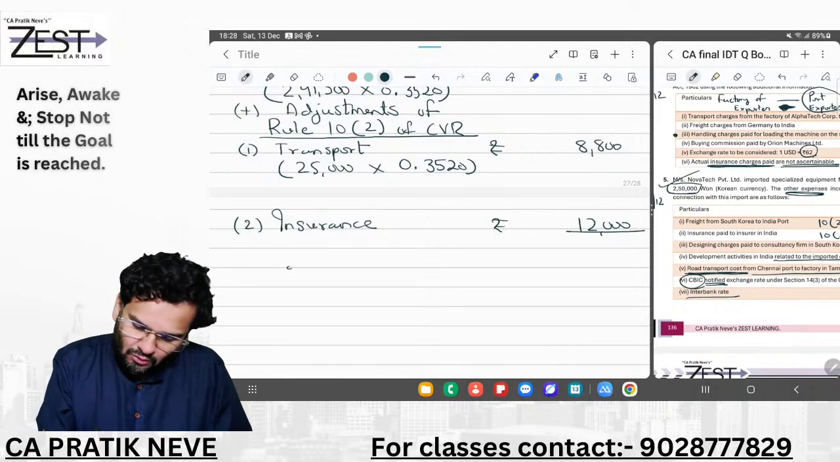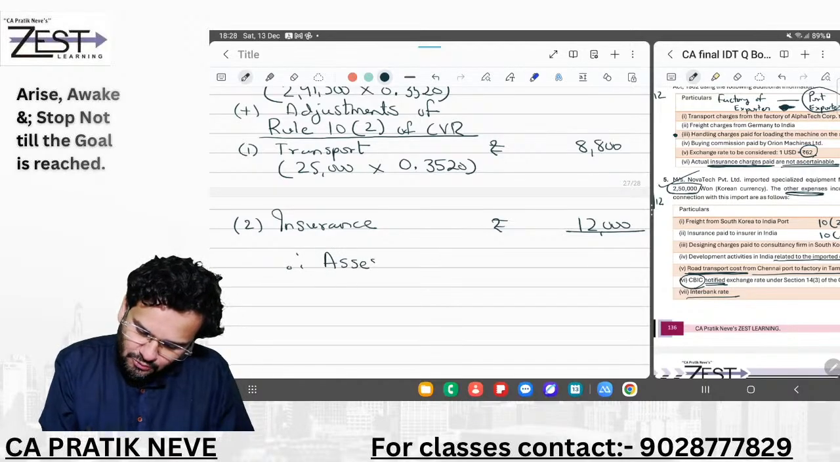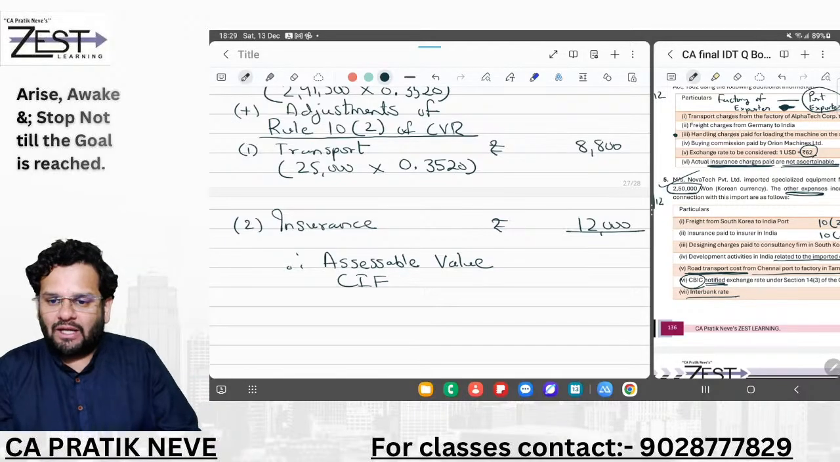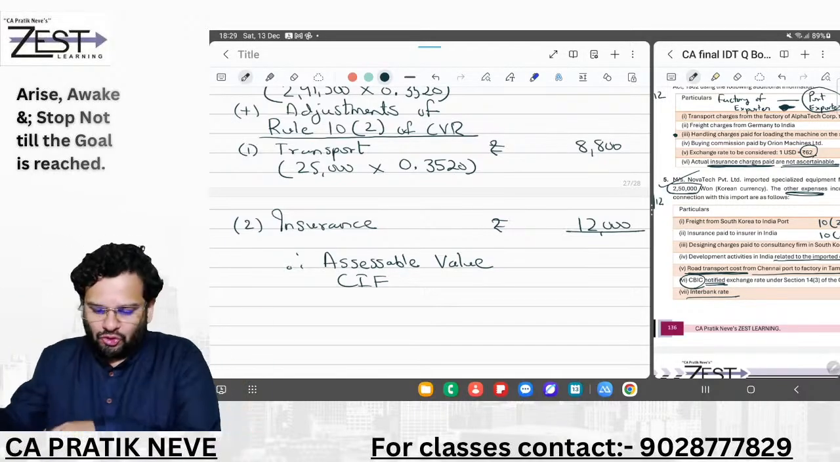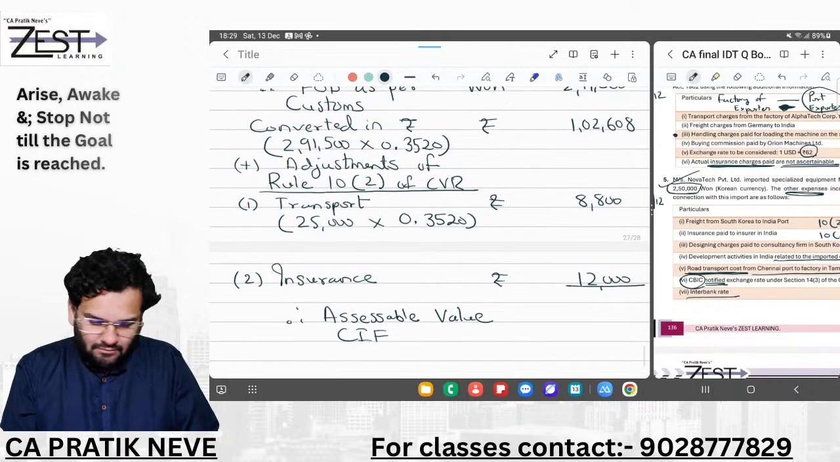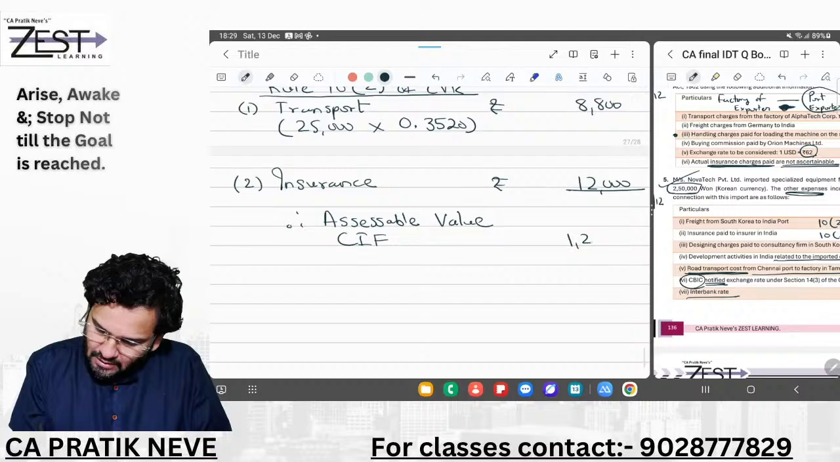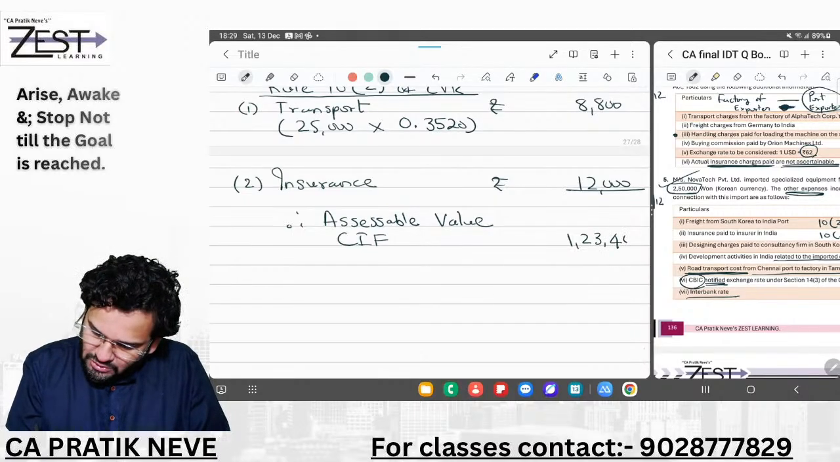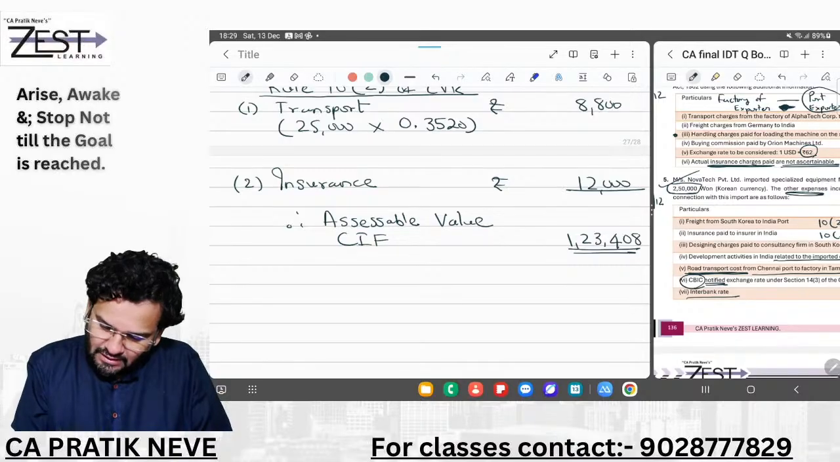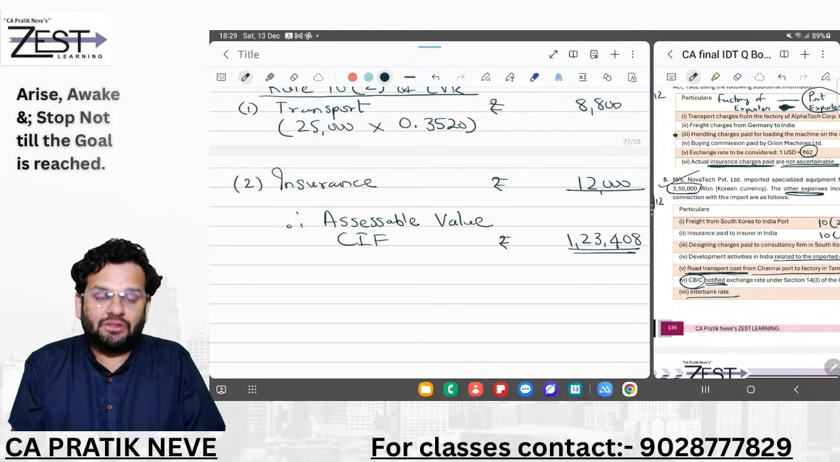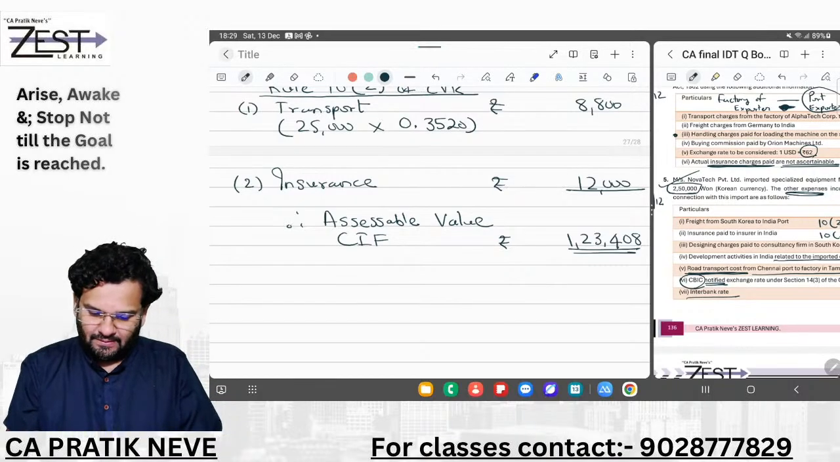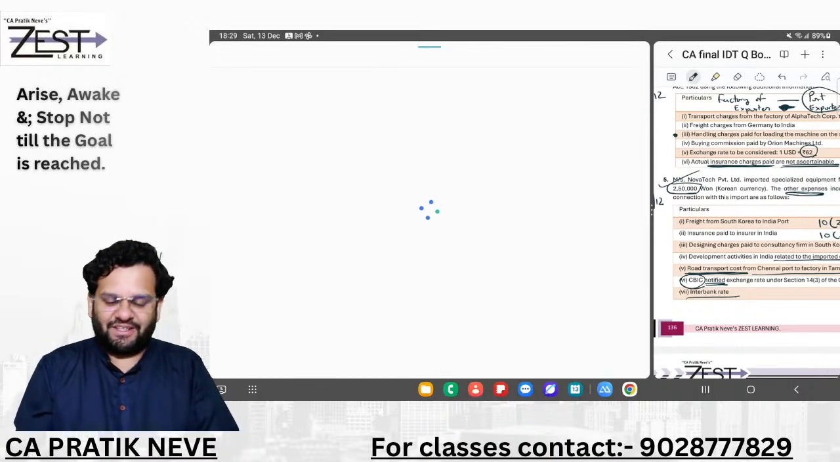So now tell me what is the assessable value, because that is nothing but CIF value. When you add transport and insurance from exporter's port to importer's port to the FOB, you get the assessable value. It is 1,23,408. Are you all getting 1,23,408? Was that your answer? Check.